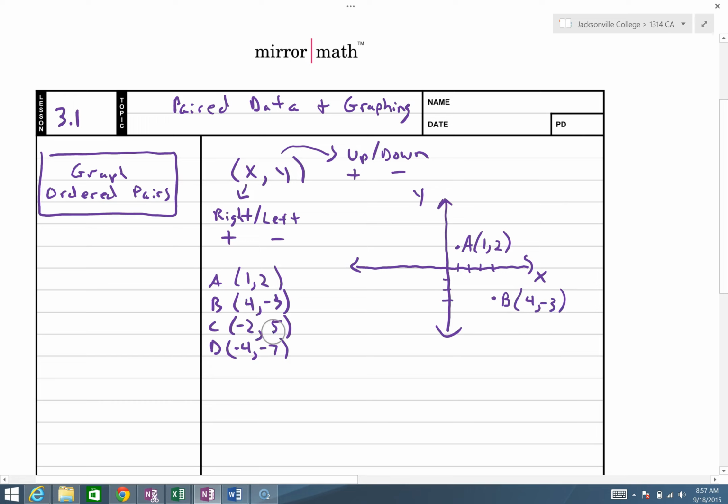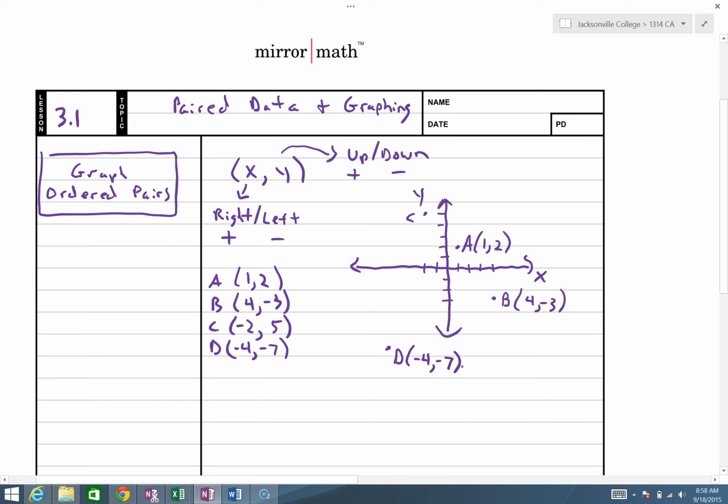All right, point C, -2, 5. This time the -2 is a left movement. So left 2. And now up 5. 1, 2, 3, 4, 5. This point would be C. Alright. Lastly, -4, -7. That would be left 4, down 7. Might be here. This is point D.